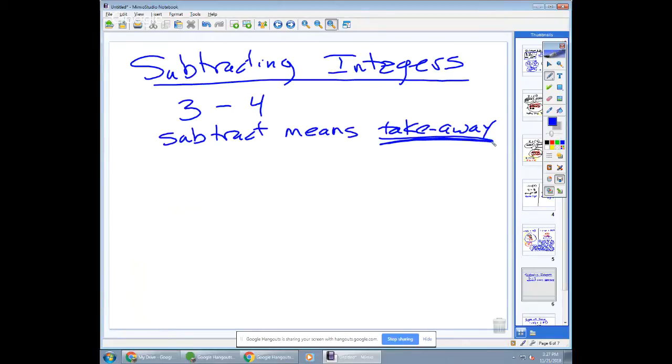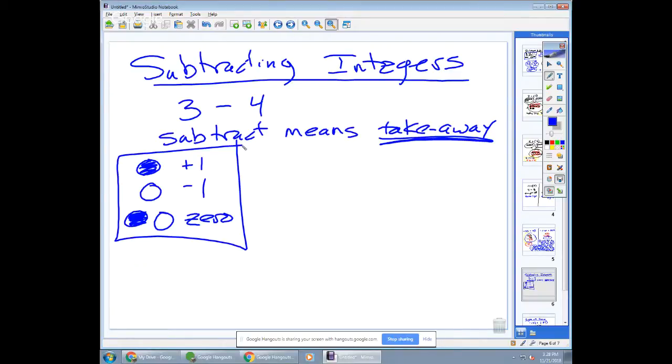The other thing is we have a key that's important, that a red or solid is a positive one, a yellow or open is a negative one, and then when I put two of those together, I get a 0. So I need to know what an integer is for modeling, I need to know what subtraction means for modeling. Okay. So the way the takeaway model works is, in this case, I'm going to start with 3, and I'm going to try to take away 4.